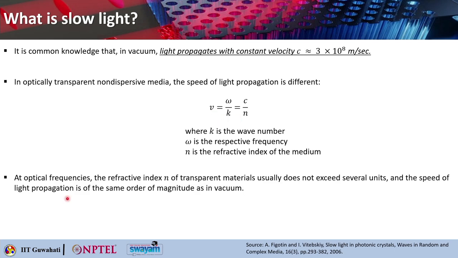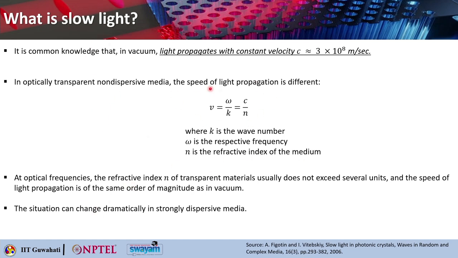At optical frequencies, the refractive index n of transparent materials usually does not exceed several units, and hence the speed of light propagation is typically of the same order of magnitude as it is in vacuum. So, if you consider glass, glass is a transparent medium which has got a refractive index of 1.55. So, n is 1.55. So, you can understand that v is more or less of the order of c. That is not the case when we are getting slow light.